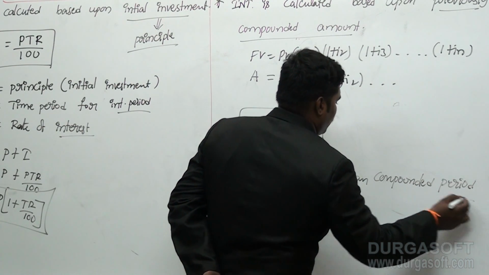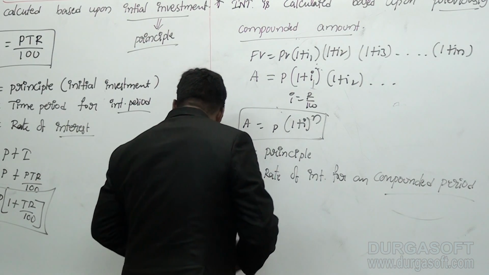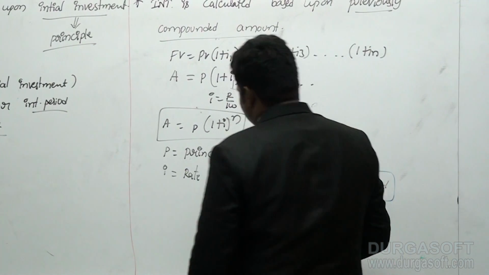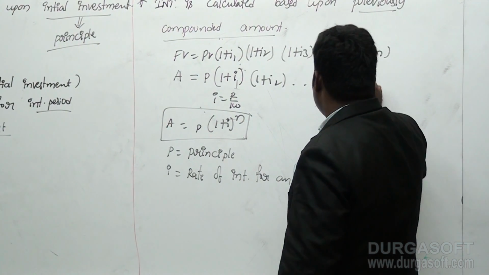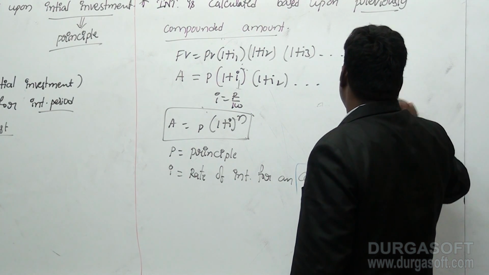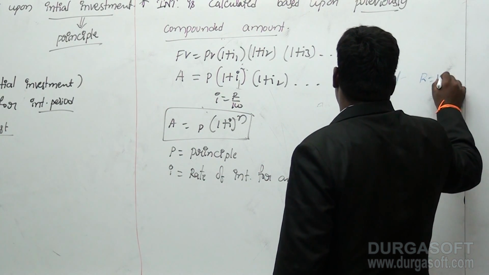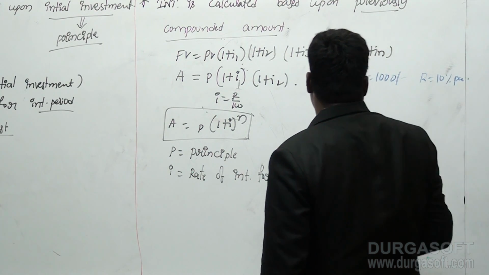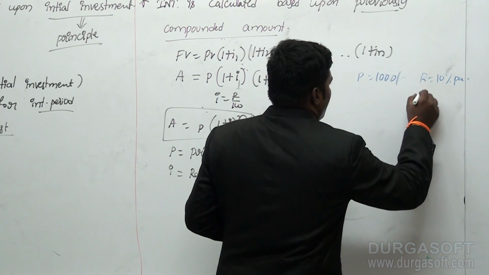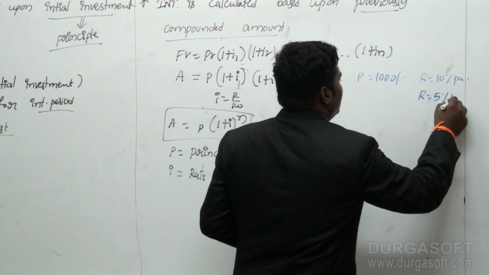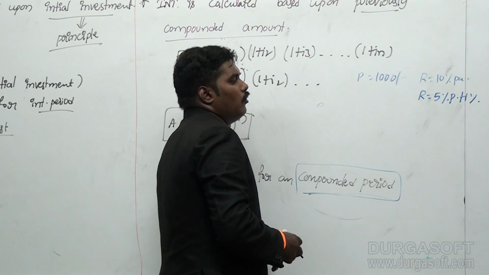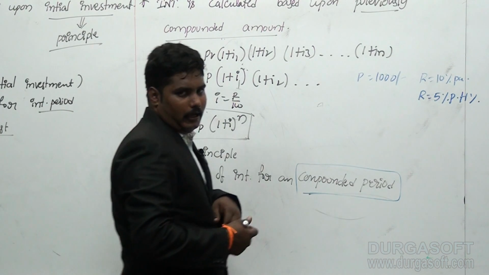Why am I using the word compounded period here? Compounded period means, if I am compounding annually, suppose the principal is 1000 rupees and the rate of interest is 10% per annum. If I am compounding half yearly, R is equal to what? 5% per half year. Then you can apply the formula to get the amount directly.